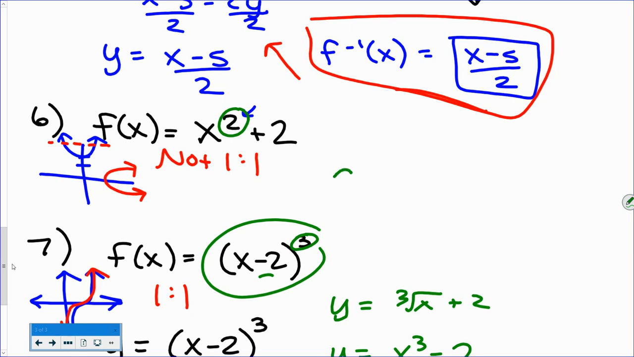Otherwise, if you got a graphing device or you want to use that, Desmos.com, that's a nice free graphing tool online. Just type it in and take a look at it.